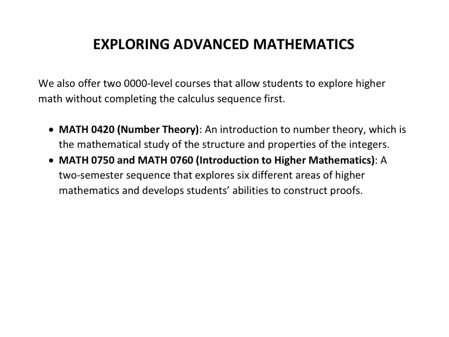In addition to calculus and linear algebra, there are a few more courses below the 1000 level that allow students to explore higher mathematics without necessarily completing the calculus sequence. One of them, Math 420, is a friendly introduction to number theory, one area of theoretical mathematics that studies the integers. Another option is Math 750 and Math 760, a new two-semester course sequence that explores 6 different areas of higher mathematics. This will give you a good exposure to all the kinds of things mathematicians study, and also look at the proofs involved in studying these things.